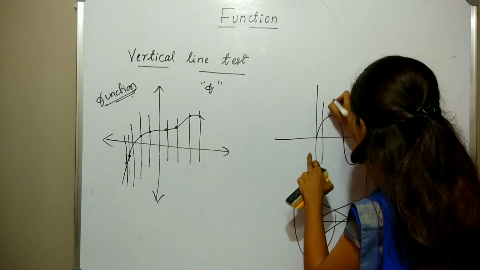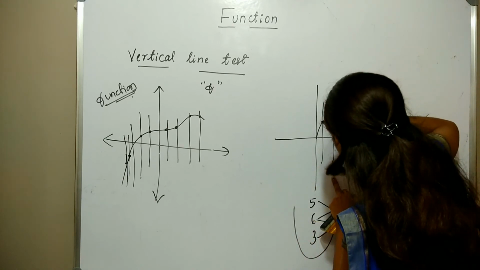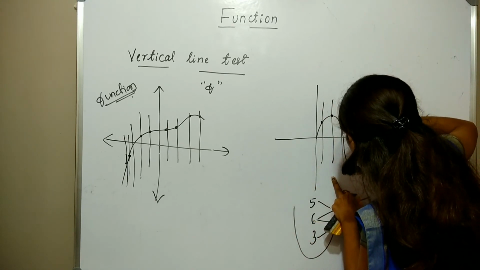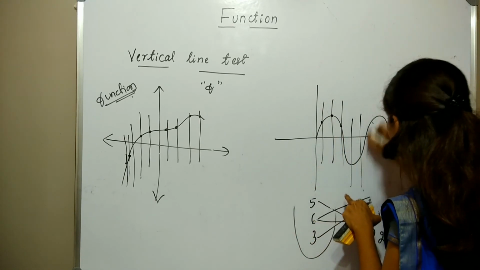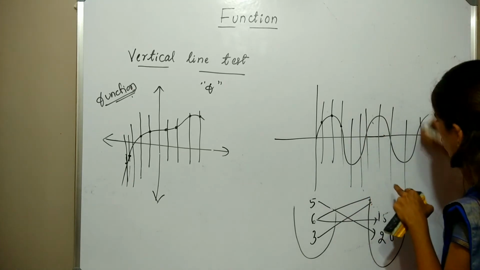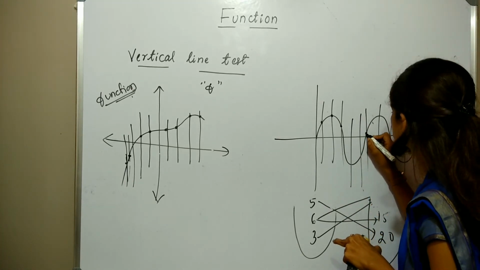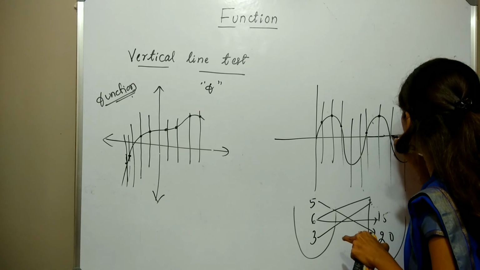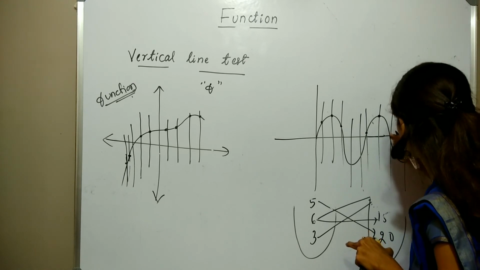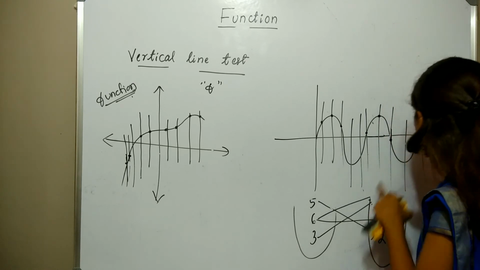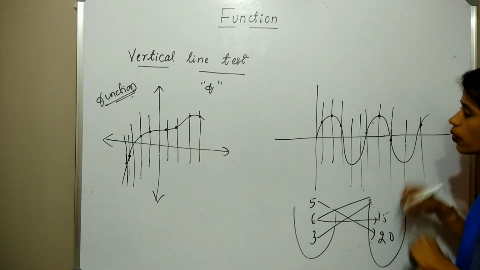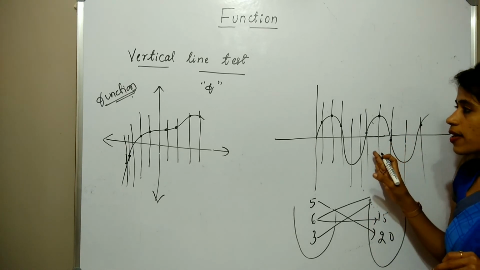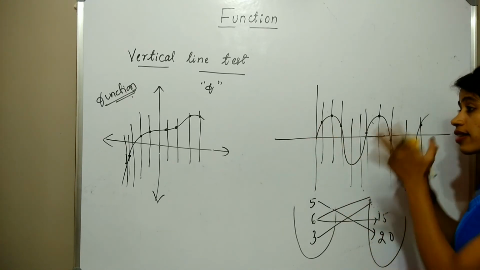If I take any vertical line, it touches only one point. Here it does not touch this one. Here it touches. Okay. So therefore this relation, this curve, is a function.